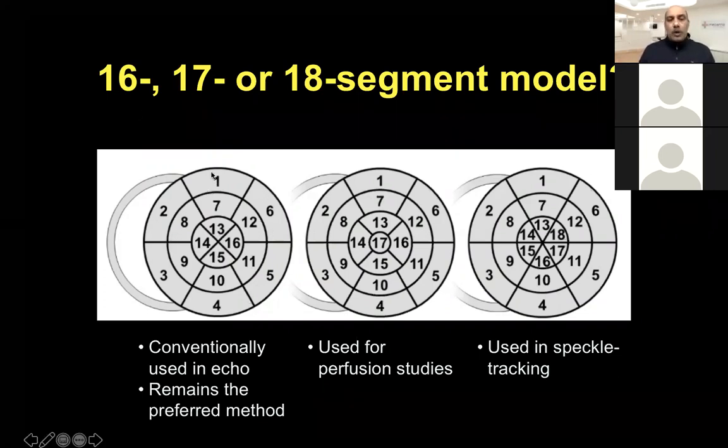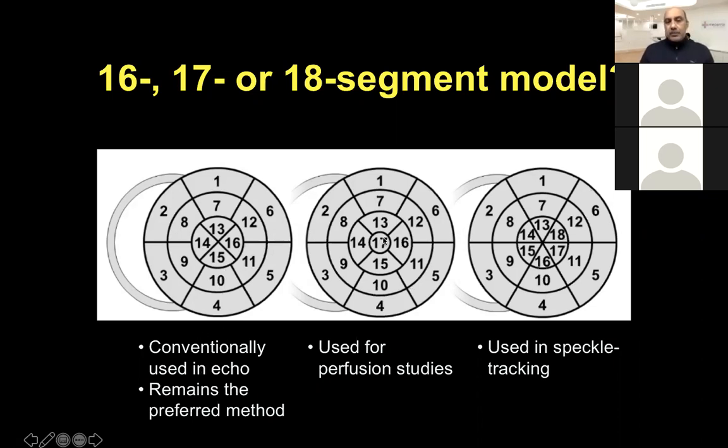The most commonly used practically in echocardiogram is the 16 segment scoring system, where each segment is almost an equal amount of muscle, and the apex has four segments. The rest of the levels have six segments each. This is what we conventionally use on echocardiogram, and I would focus on this particular method.